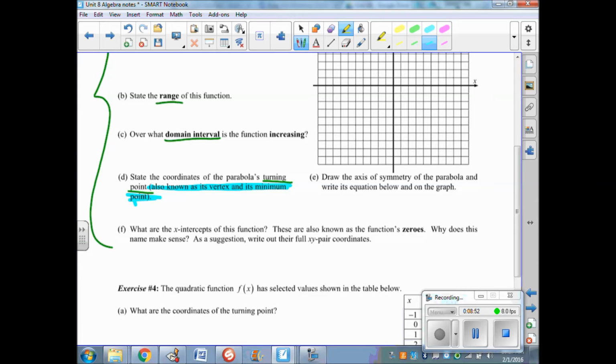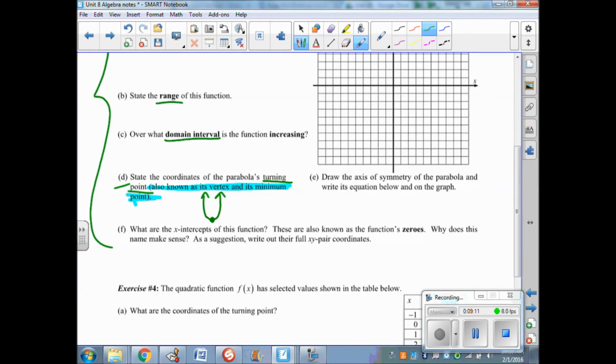So let's see, I'm trying to think what else I wanted to give you. So when you've graphed it, okay, by the time you're down to D here, you've graphed this. So the turning point is this point right down here, right? Just so you know what that is.